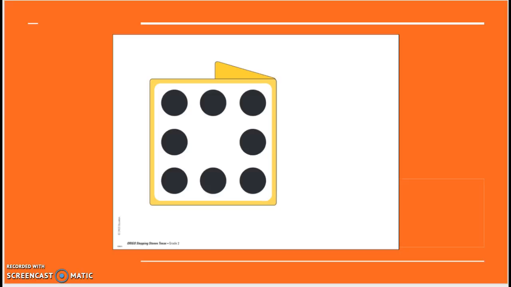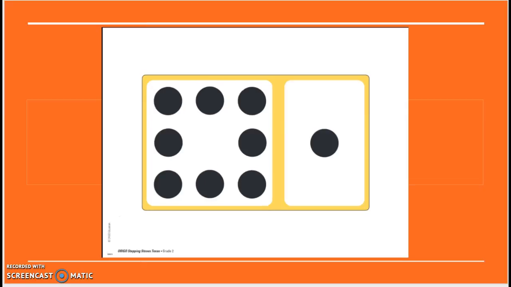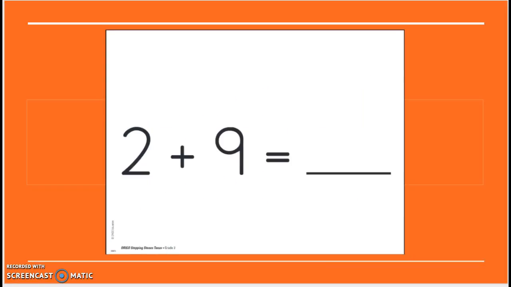Add on one more part, and what does that equal? Well, how could you figure out the total if we looked at an equation? If you see there is 2 plus 9, how could you count on? Would you start with 2 or would you start with 9? Try it. Start with 2 and count on 9.